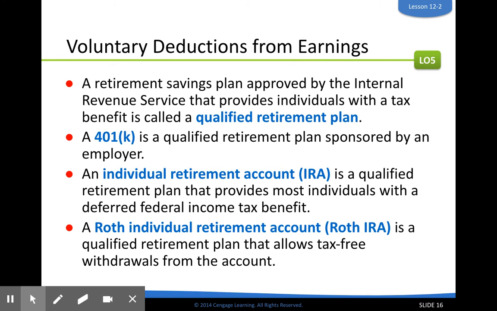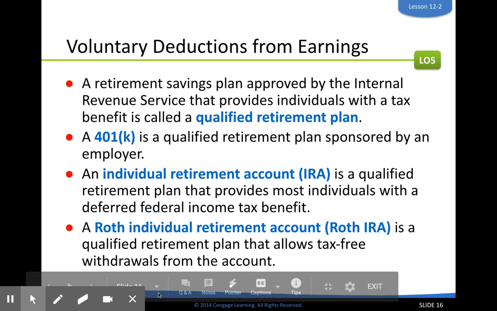A Roth IRA is a retirement plan that you contribute to after you've received your paycheck. You can put money into this retirement fund. So the money put into the retirement fund has already been taxed because you've received the money, it's in your checking account. Then you put it into this Roth IRA. So when you withdraw the amount, when you're retirement age, it's tax-free. So that is all of the options. So some are required and some are voluntary that could be withdrawn from your paycheck.